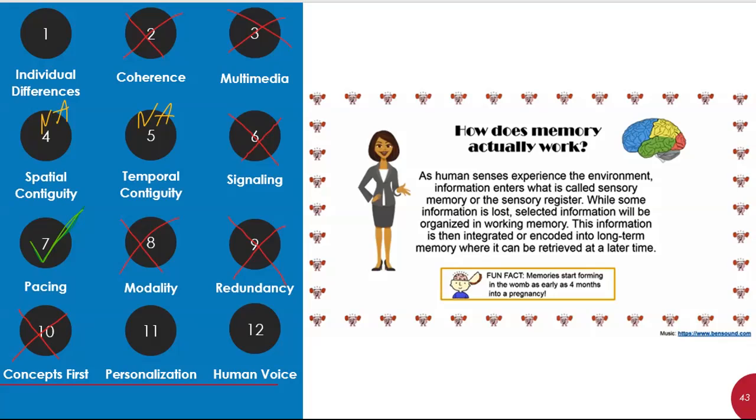The text doesn't really have a conversational style. It starts off at the top with, "as human senses experience the environment," but it could have said, "as your senses experience the environment," right? I think they were trying to add some personalization with this agent here, this lady, but it doesn't really work well, especially because it's just an image. So I would say that they could have done better with the personalization principle and being more conversational in their text.